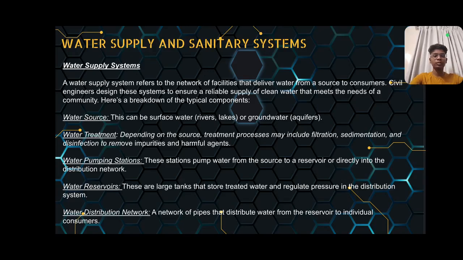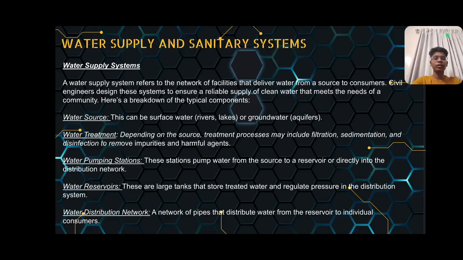Water supply systems. A water supply system refers to the network of facilities that deliver water from a source to consumers. Civil engineers design these systems to ensure a reliable supply of clean water that meets the needs of a community. Water source. This can be surface water, rivers, lakes, or groundwater such as aquifers.